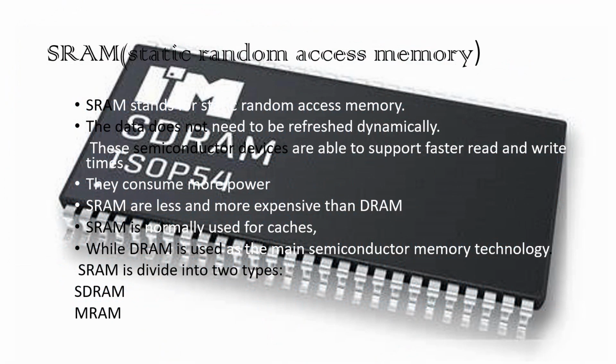SRAM, static random access memory. SRAM stands for static random access memory. The data does not need to be refreshed dynamically. The semiconductor devices are able to support faster read and write times. These consume more power, and SRAM is also less dense and more expensive than DRAM. SRAM is normally used for cache memories, while DRAM is used as the main semiconductor memory technology. SRAM is again divided into two: SDRAM and MRAM.